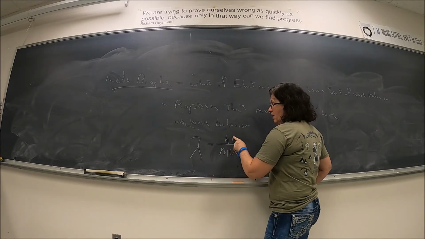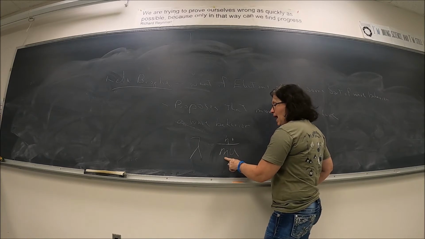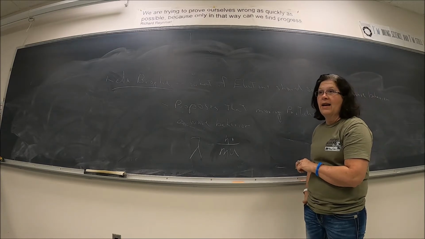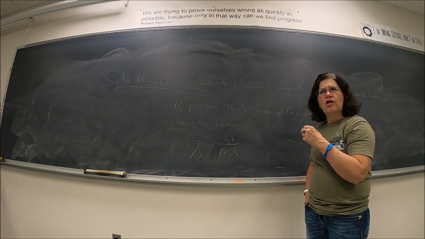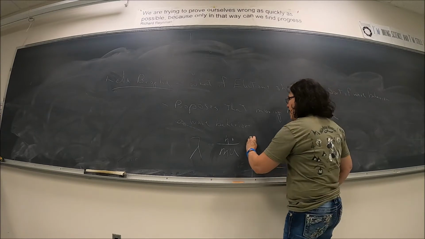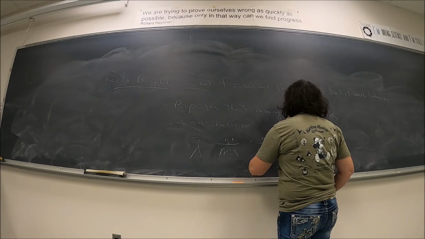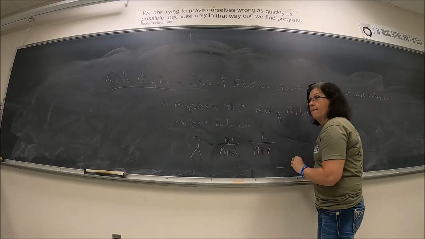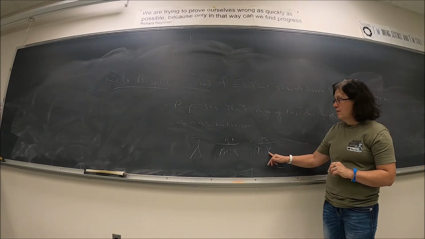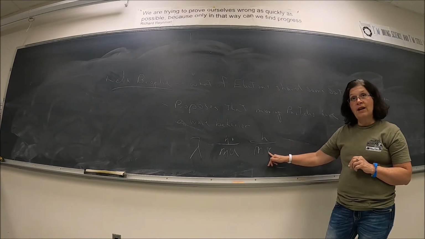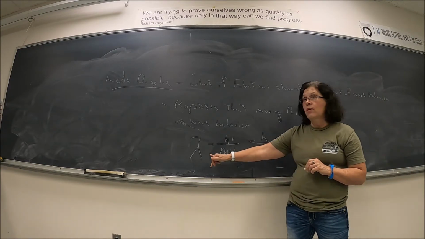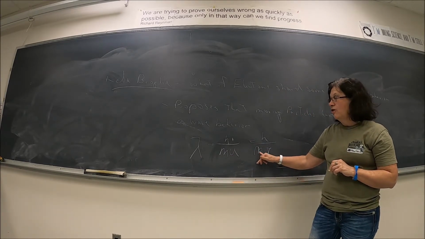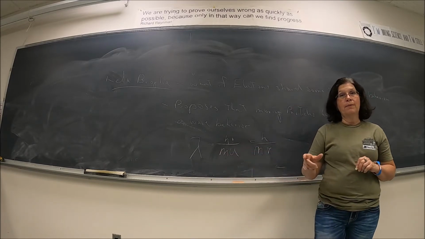Lambda is the wavelength, h is Planck's constant, m is mass in kilograms, and u is velocity in meters per second. I think your book actually uses a lowercase v, so you might see it written h over mv, v for velocity. Okay, so notice, the faster something is moving, the smaller its wavelength is going to be. The larger the mass something is, the smaller its wavelength is going to be.